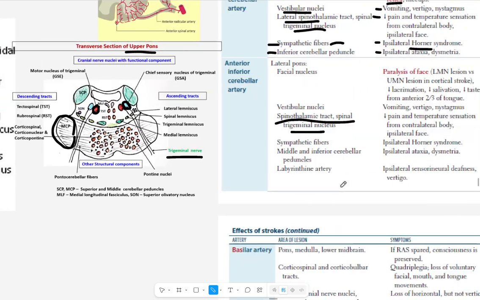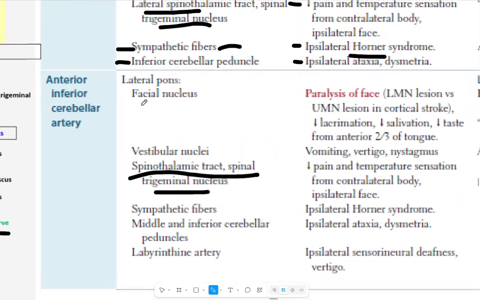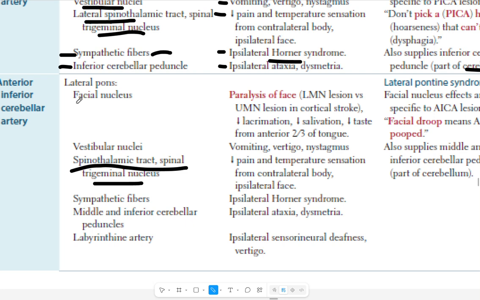So here we've looked at the structures that we're losing, right? So we're losing the facial nucleus. Since we're losing the facial nucleus, we're getting paralysis of the face, right? You know that lower motor neuron lesions affect the forehead and the lower face, but the upper motor neuron lesion will always spare the forehead, right? So there's decreased lacrimation, there's decreased salivation, and there's decreased taste from the anterior two-thirds of the tongue. This is all because we're losing the facial nucleus, right?